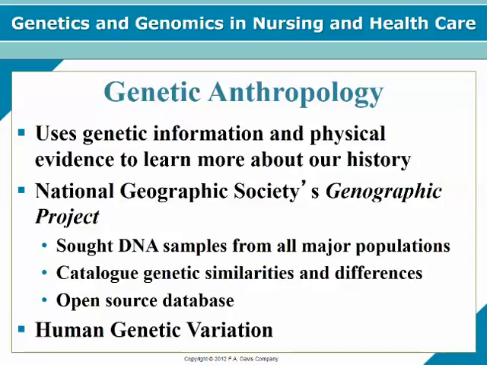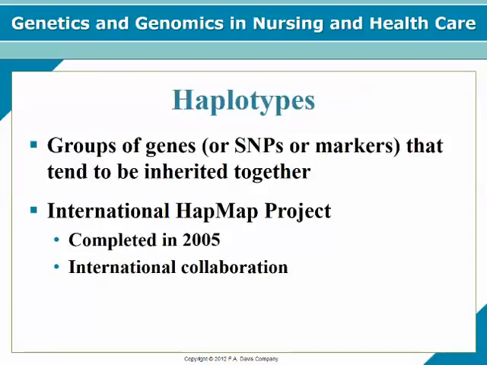Haplotypes. These are genetic neighborhoods, so to speak. It makes it easier to study the differences in risk of disease and response to drugs found in different populations. So groups of genes or SNPs or markers that tend to be inherited together are haplotypes. The International HapMap Project was completed in 2005. It's an international collaboration looking at the genetic neighborhoods, so to speak.